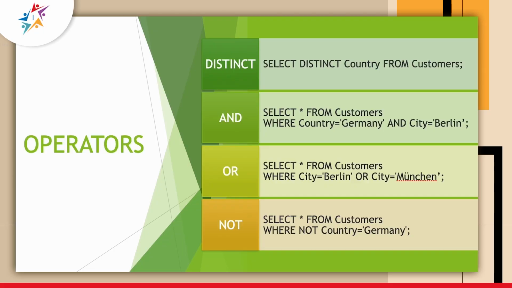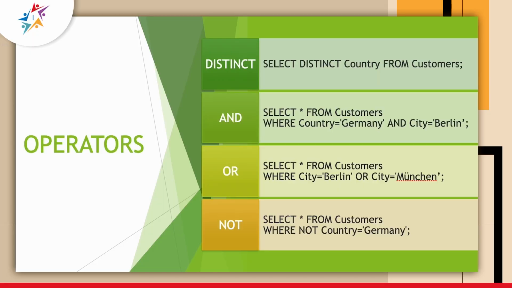Similarly, you can use operators like and, or, not with your where clause to further filter the records. Some of the examples are given on the screen. Select star from customers where country equal to Germany and city equal to Berlin. So two clauses are joined by the and clause. Select star from customers where city equal to Berlin or city equal to München, okay, or either of the one.